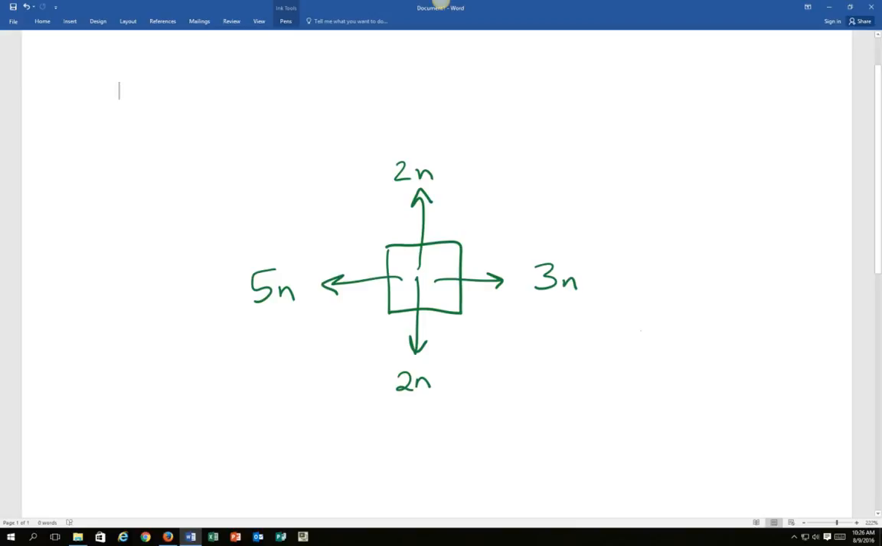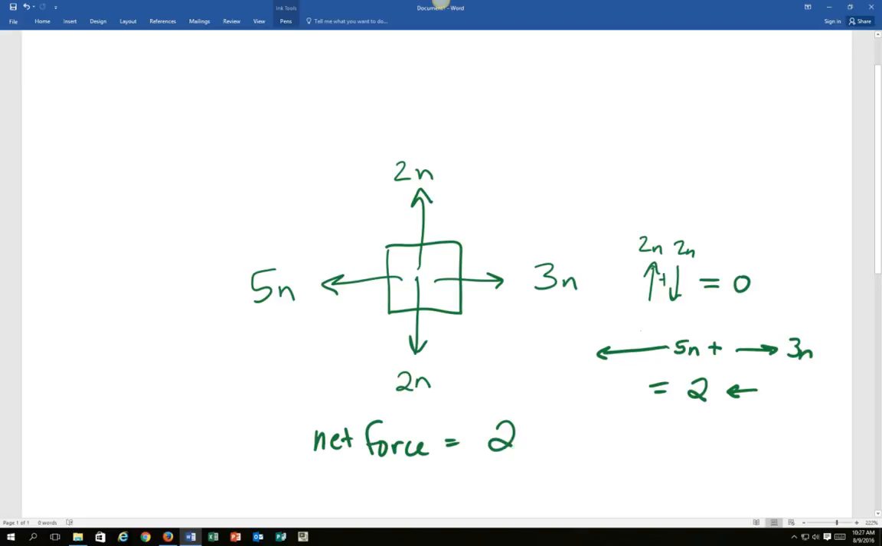Well, the 2 newtons up and the 2 newtons down add together to equal 0. We add these two together, 2 up, 2 down, equals 0. But I also have 5 newtons to the left and 3 newtons to the right. So I've got 5 to the left plus 3 to the right. That's going to equal 2 to the left. So my net force is two newtons in this direction.